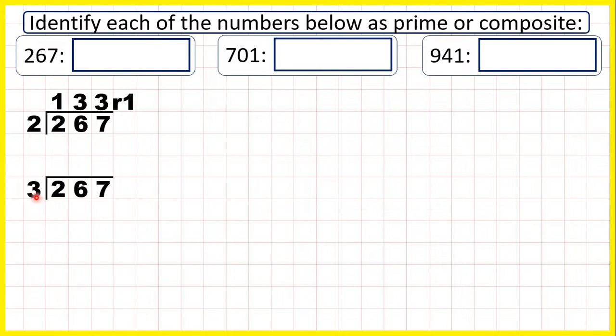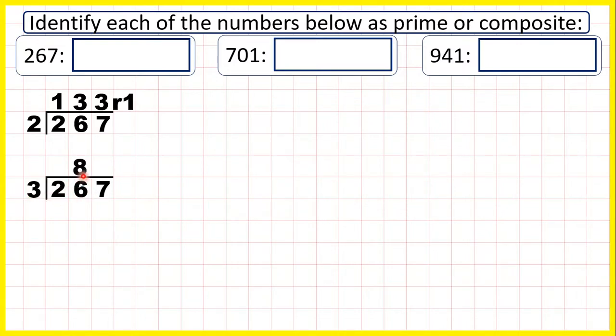Now there's also a rule for dividing by 3. You add up the digits in the number, so 2 plus 6 is 8, and 8 plus 7 is 15. And 15 is in the 3 times table. So here we know that we're not going to get a remainder, which means our number is not a prime number. But we can show this using short division.